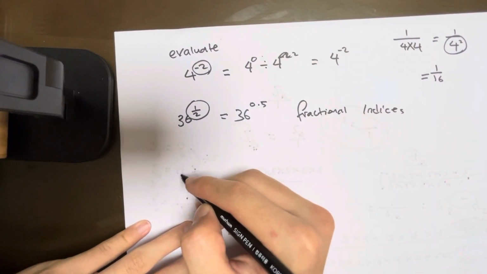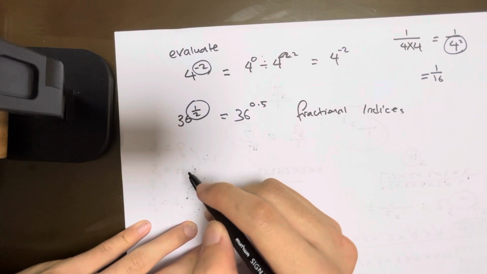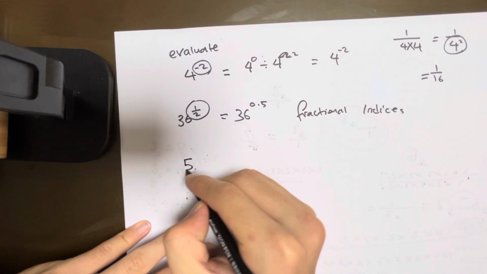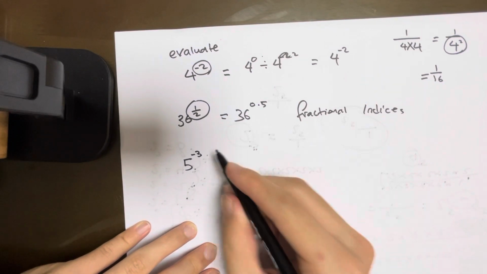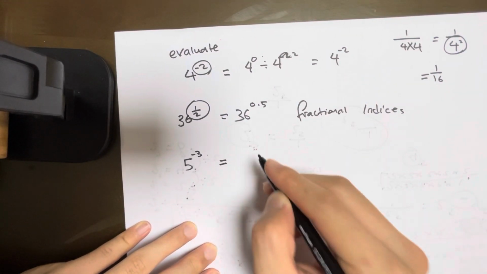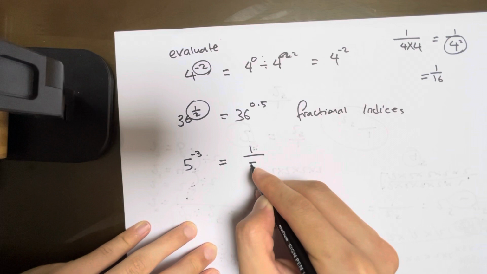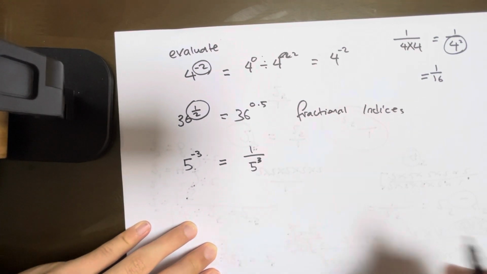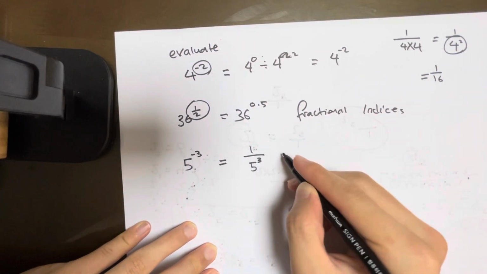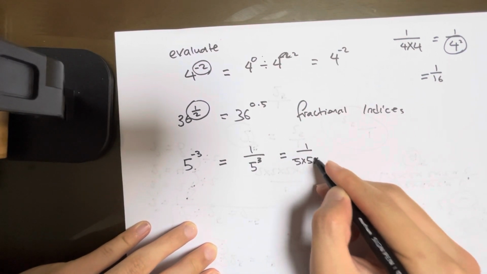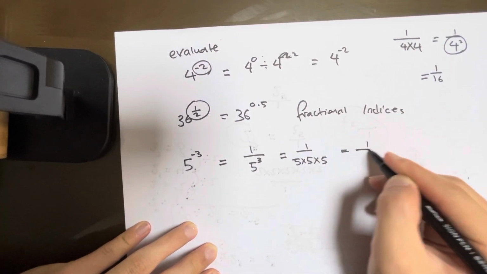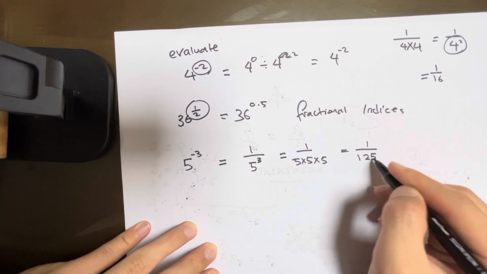So let's take a look at another example of a negative indice then. We have 5 to the power of negative 3. What will we do here? Well, 5 to the power of negative 3 is going to be equal to 1 divided by 5 to the power of 3. That's it. And you can simplify 5 to the power of 3, right? It's 5 times 5 times 5, which is equal to 1 over 125.